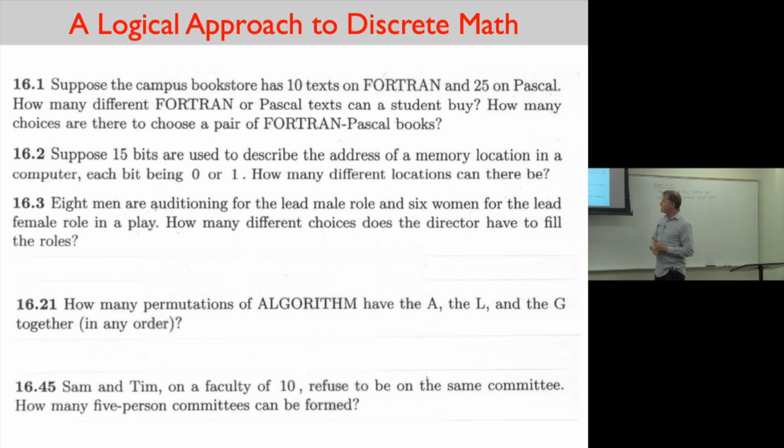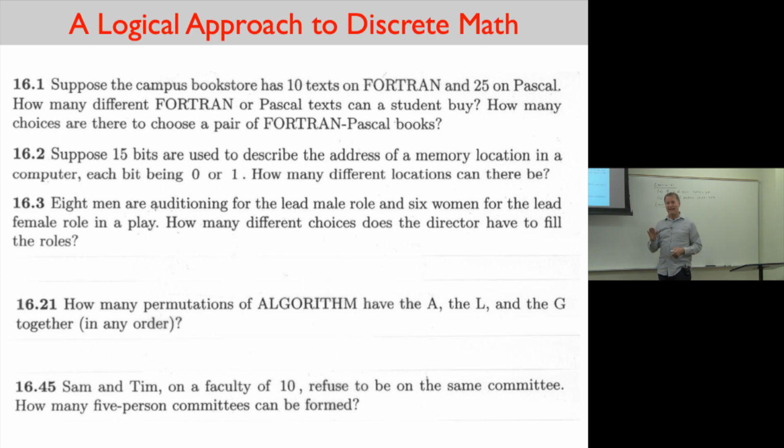Now, how about exercise 16.2? Suppose 15 bits. Do you know what a bit is? What does bit stand for, by the way? A bit is a binary digit, and a binary digit can be either a 0 or a 1. Binary means 2, so it has 2 values.